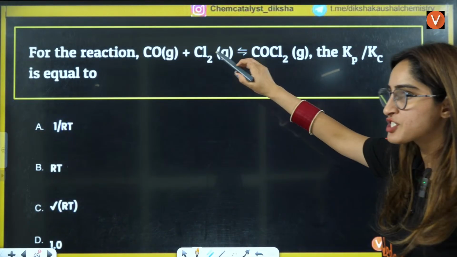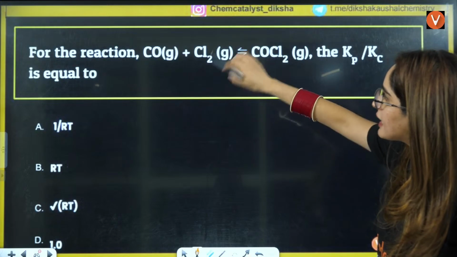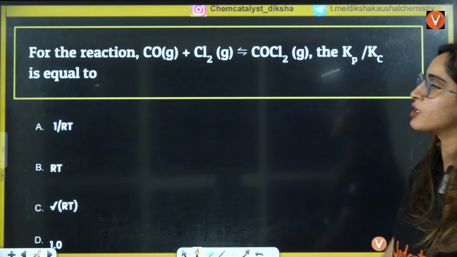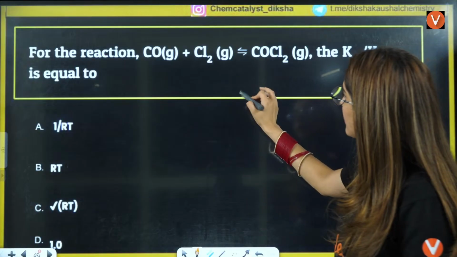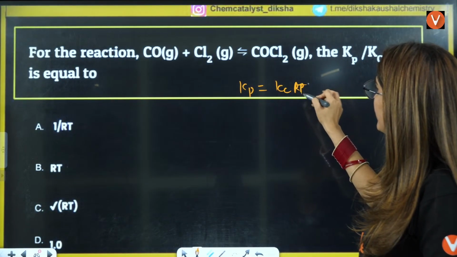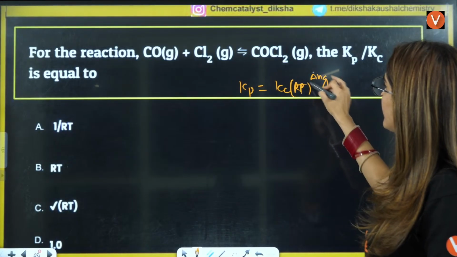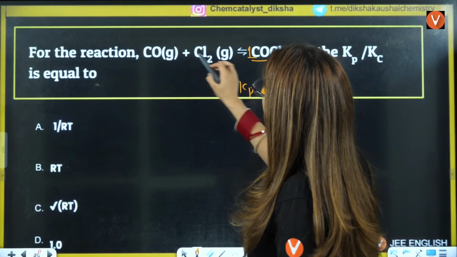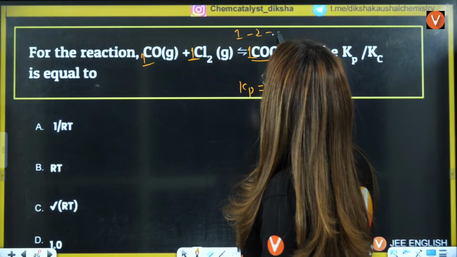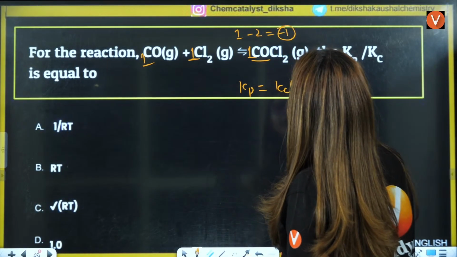For the reaction CO plus Cl2 giving COCl2, Kp by Kc is equal to what? See, Kp is equal to Kc into RT raised to delta Ng. Delta Ng, here it is 1, here it is 1, here it is 1. So it will be 1 minus 2, which is minus 1.